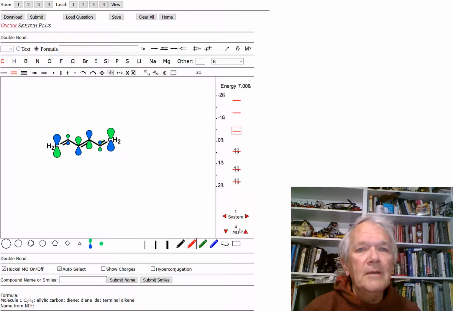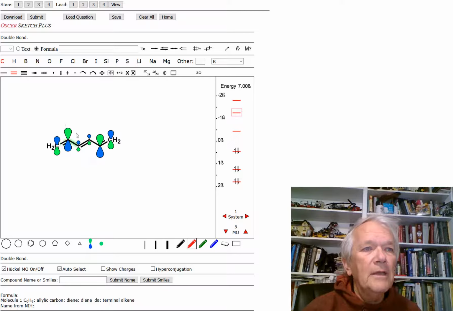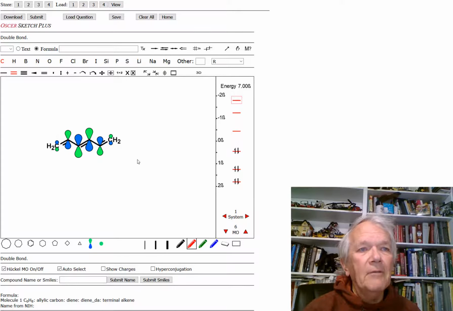There's a 3. The next one should have 4 nodes. There's a node there, 1, 2, no node in the middle, 3, 4, and the one on top, of course, will be alternating every other orbital. So you can play these games as much as you like.